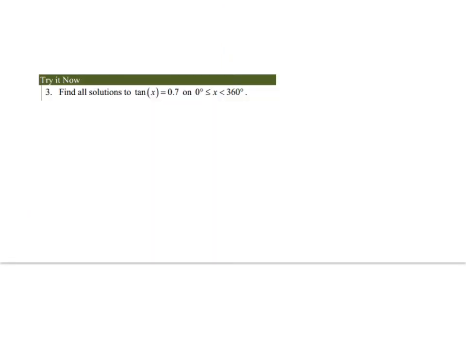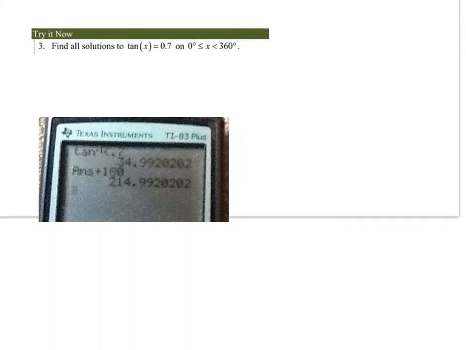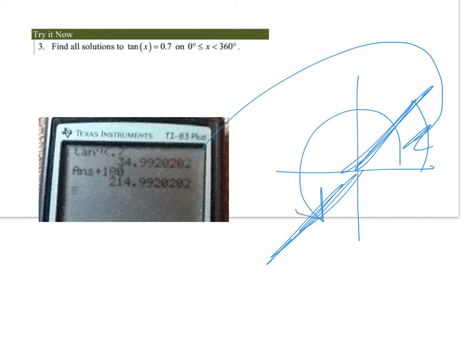So why don't you try this one. Stop the video, go try it, and then come on back. So we know that because the tangent's positive, I'm going to be up here in quadrant 1, and that's the first answer, about 35 degrees. Then the second answer is going to be down here in quadrant 3, and all I did was add 180 degrees, and I got 214. That easy.